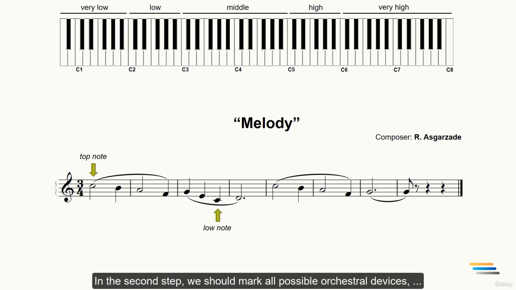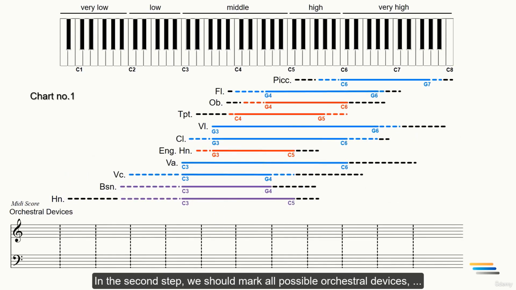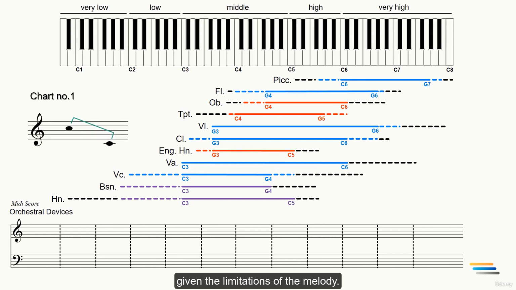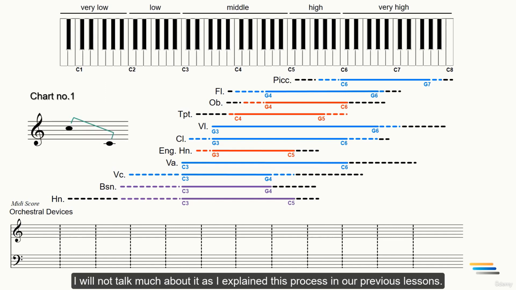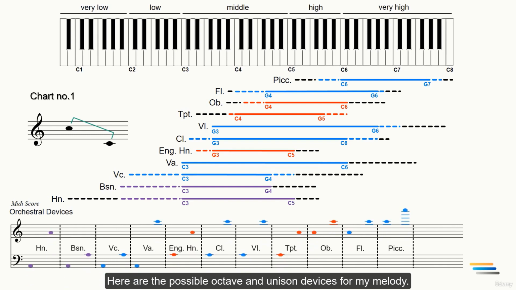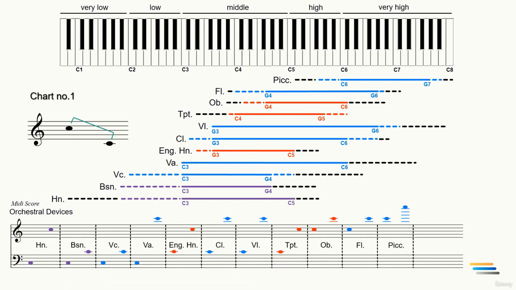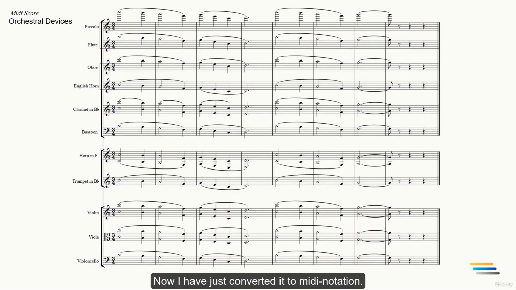In the second step, we should mark all possible orchestral devices given the limitations of the melody. I will not talk much about it as I explained this process in our previous lessons. Here are the possible active and unison devices for my melody. Now, I have just converted it to MIDI notation. I can choose any instrument from here and get hundreds of devices according to my taste.